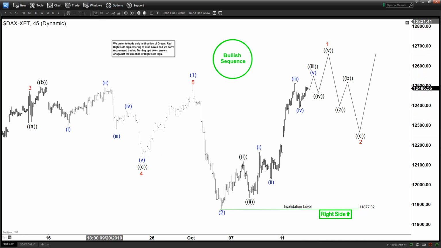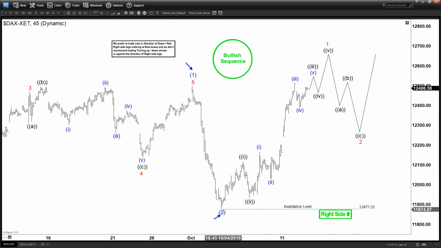So here we got this pullback right here labeled as a wave 2. This one is labeled as a wave 1 as a 5 waves. This is the 3, 4 and then 5. So we ended this pullback or this correction here, and since then we have already resumed higher. We have already broken above this previous wave 1, suggesting that the next leg higher has already started.